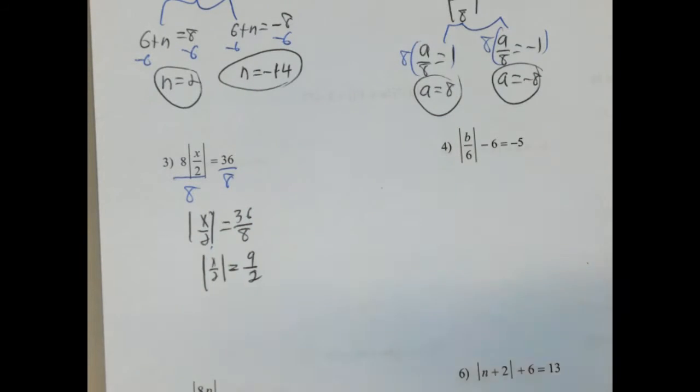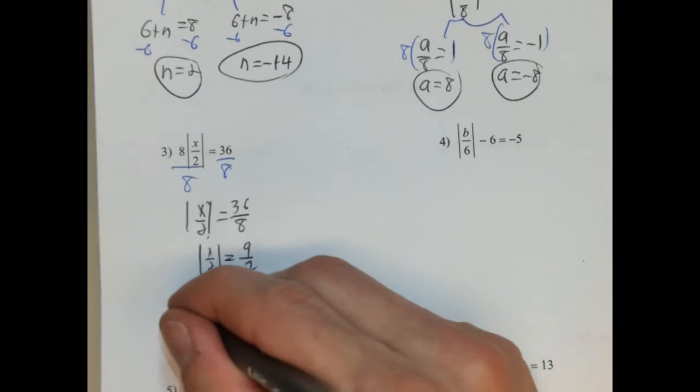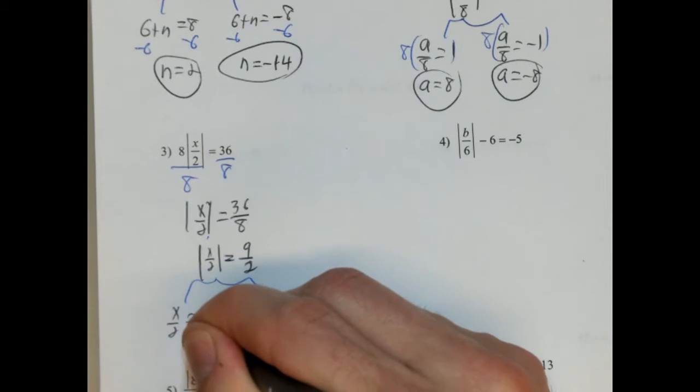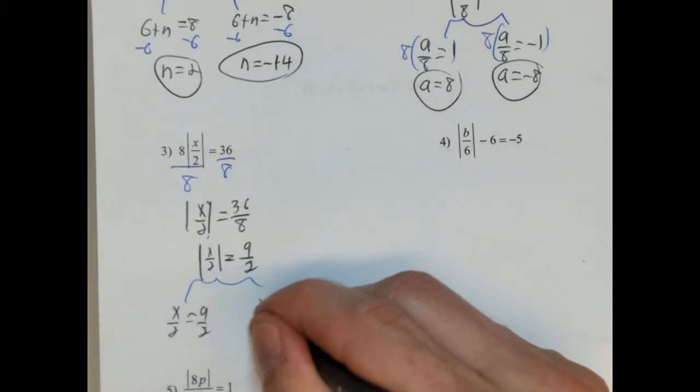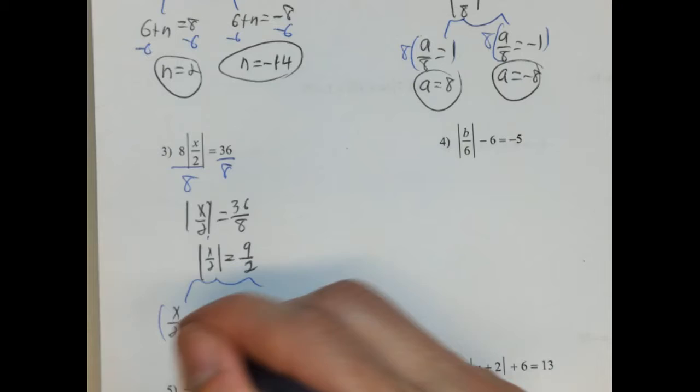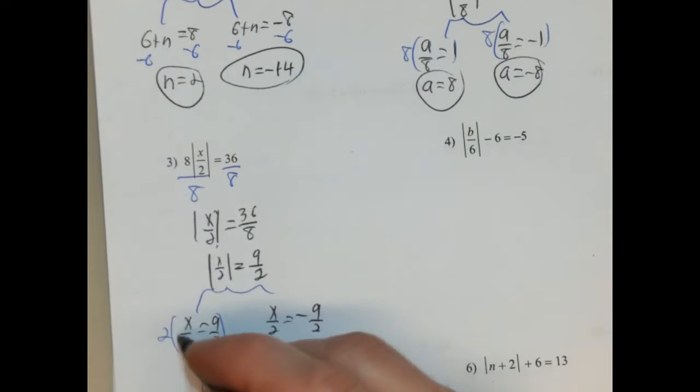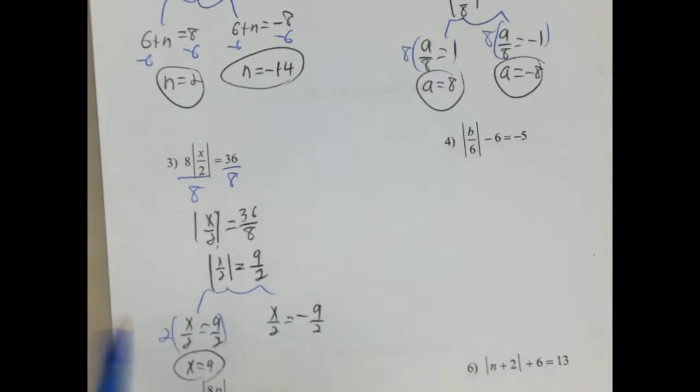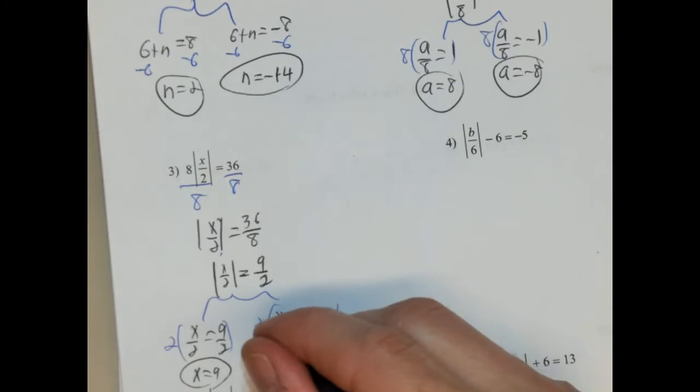So now we're going to split this and rewrite it. And we're going to get x over 2 equals 9 over 2, and x over 2 equals negative 9 over 2. You're going to multiply both sides by 2 because we're using the inverse operation, and you're going to get x equals 9. And here you're going to do the same thing, and you're going to get x equals negative 9.